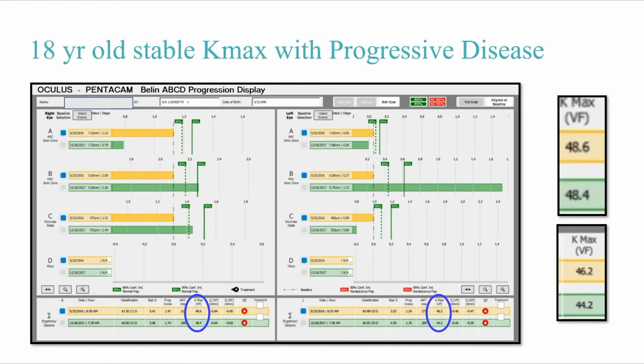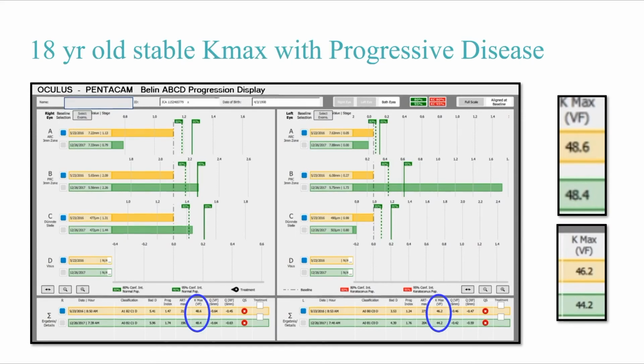Here's an 18-year-old, again, stable Kmax. Notice the Kmax, 48.6 goes to 48.4, 46, and actually gets better, 44.2. But again, look what's going on in the back of the cornea. Progressive disease, in spite of a stable, or actually improving, Kmax.